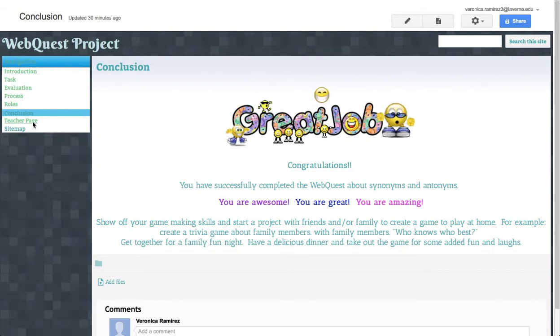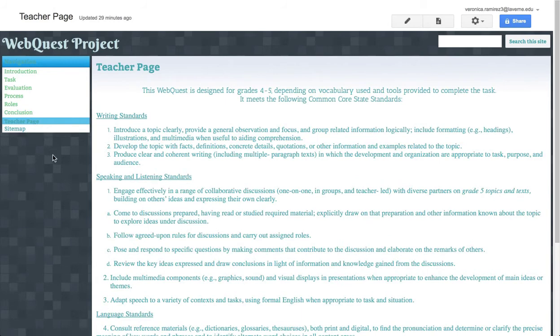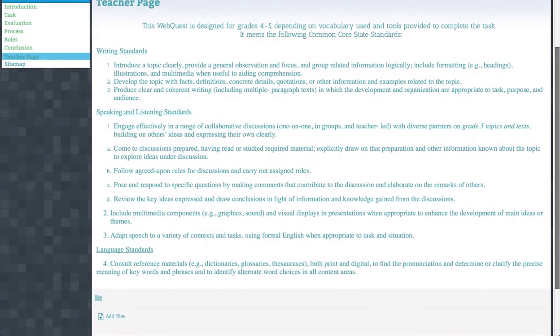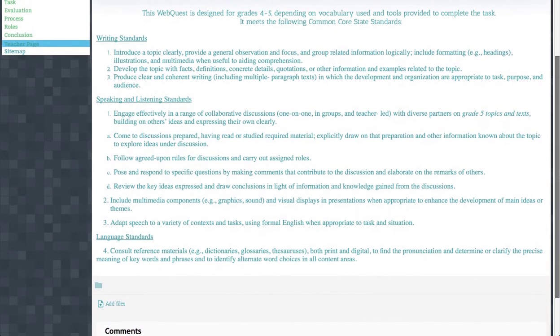My teacher page includes the grade levels, so I was thinking about grades 4 to 5 since this is easy enough, but with some challenges, as they will have to come together, collaborate, and do some research. But they'll still have access to the second graders who are just learning this for the first time. And then these would be all of the Common Core standards that it would meet under writing, speaking, listening, and language standards.